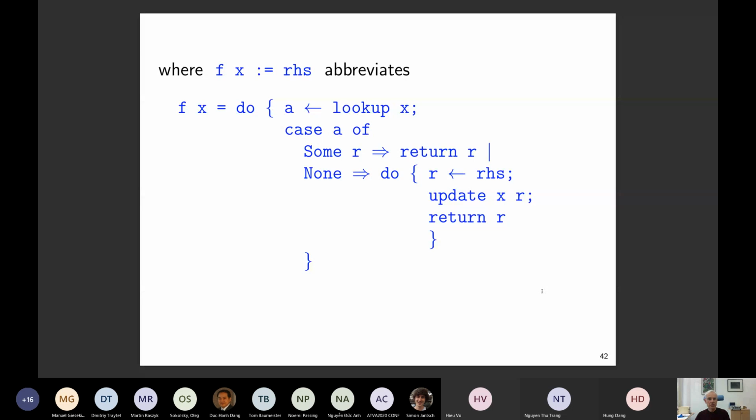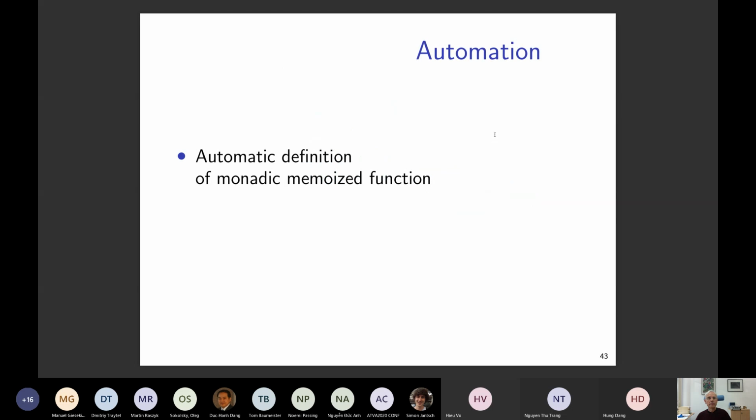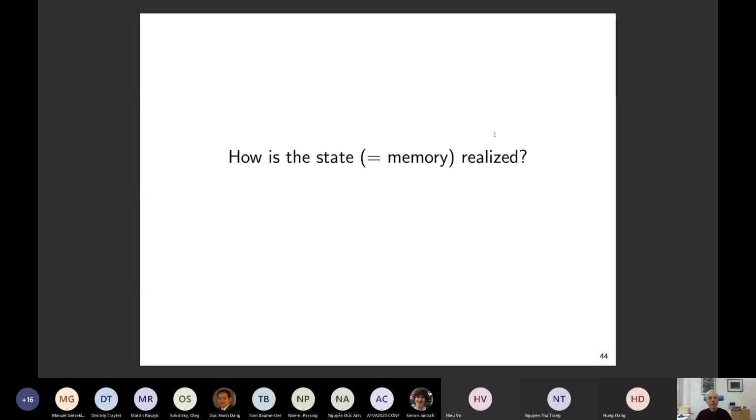And this is just the code for the memoized function, where you have the explicit lookups in the table, and updating the table. But I don't want to go through the details. So the automation is automatic definition of monadic memoized function from the original unmemoized function, and the automatic correctness proof via parametricity reasoning. That's just a technical detail.